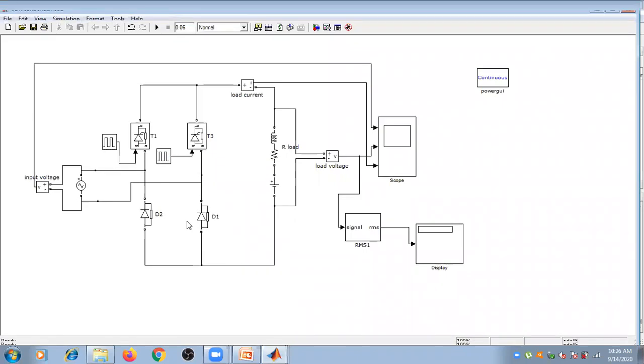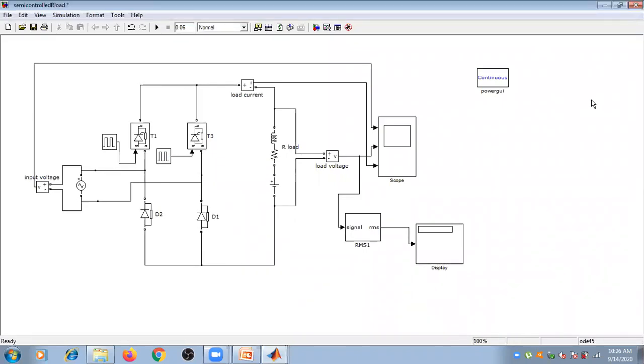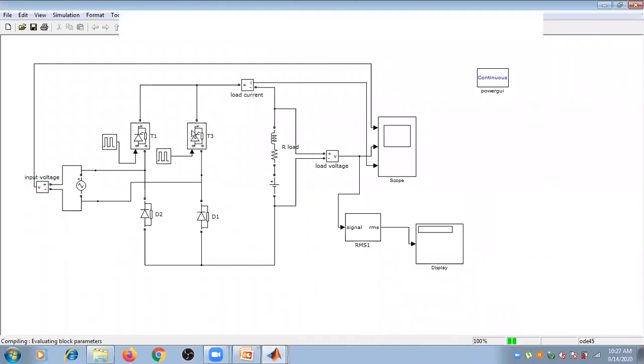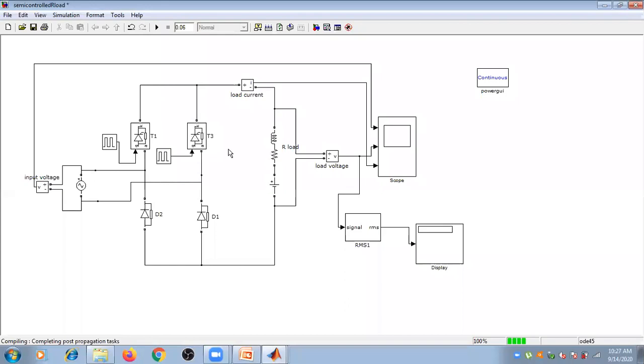We already know, we have seen the theoretical as well as operating waveforms of this converter theoretically. So now we will verify the same waveforms in a simulation environment. Okay, so I want to simulate this for 3 cycles. So the simulation is running now.